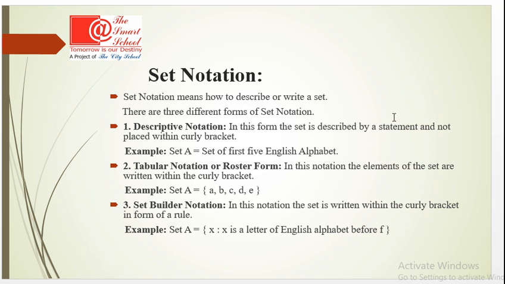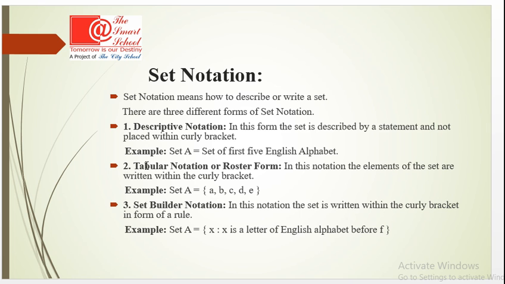You are aware of set notation. Set notation means how to describe or write a set. There are 3 different forms of set notation which you have done in previous grade. Now who can tell me the first form? Yes, exactly. This is descriptive notation. In this form, the set is described by a statement and not placed within curly brackets. For example, set A equals the set of first 5 English alphabet, and there are no curly brackets.